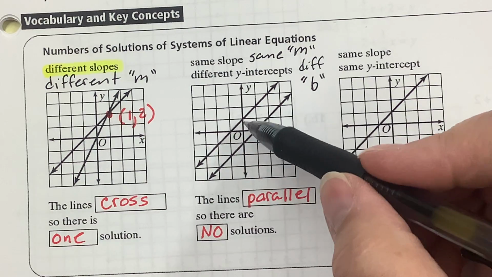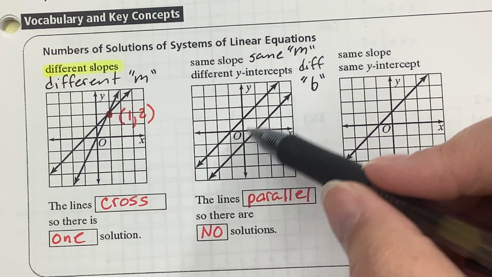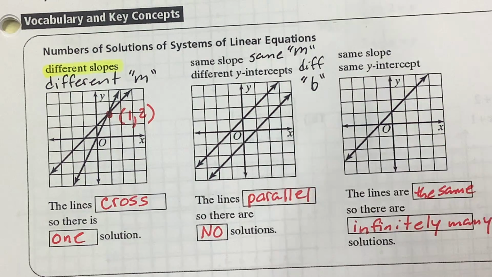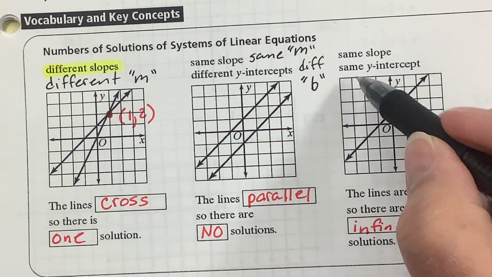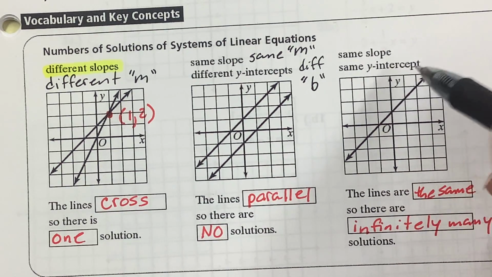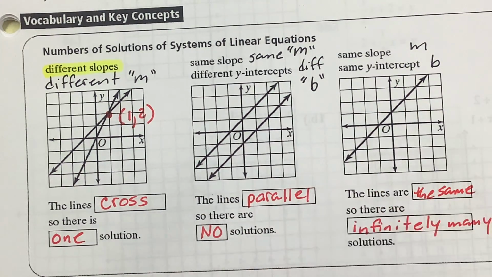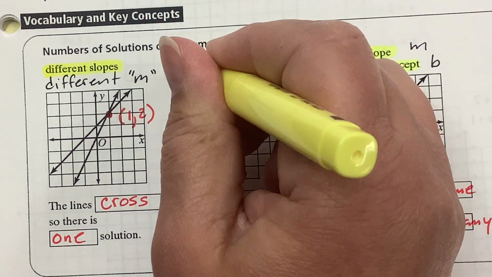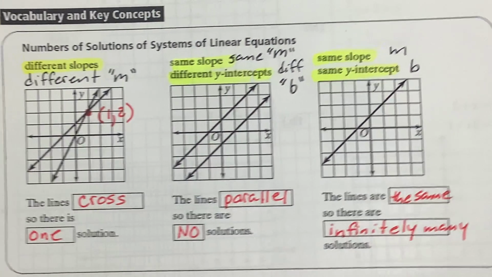So these two lines, they have the same slope, and the slope is positive 1, 1 up, 1 over, 1 up, 1 over. But their y-intercepts, this one has positive 1, this one has negative 1. So they have different y-intercepts, but the same slope. This one has the same slope and the same y-intercept. They both intercept at 1. So if the same slope, same y-intercept, so same m and same b, then guess what? You have yourself the same line. That means that there's infinitely many solutions. So I am going to go back and highlight those things because it's important to know before you graph what you're graphing.